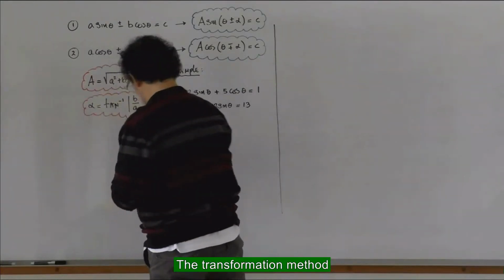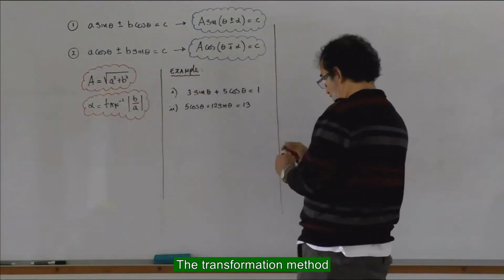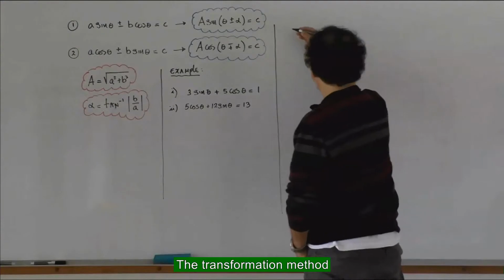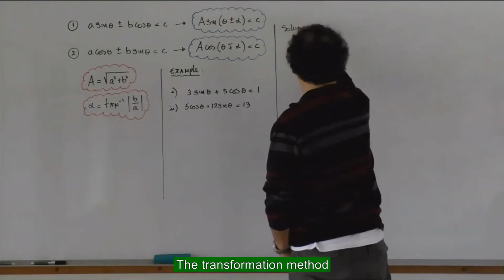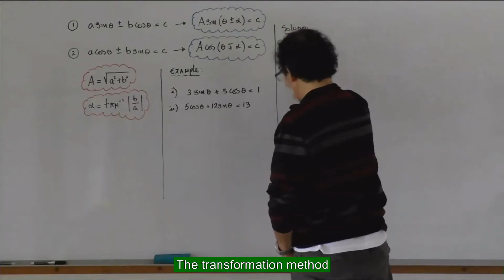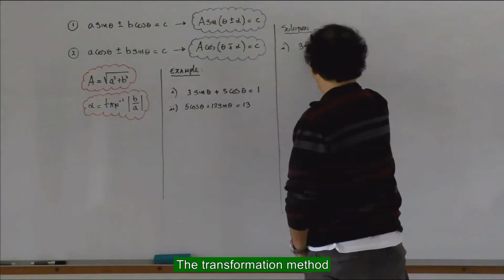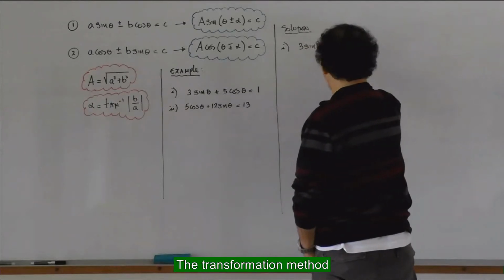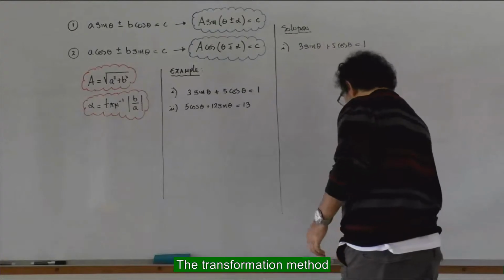So I want you to do the same in your book if you are writing this. Okay, so solution for the first one. We have 3 sine theta plus 5 cos theta equal to 1.